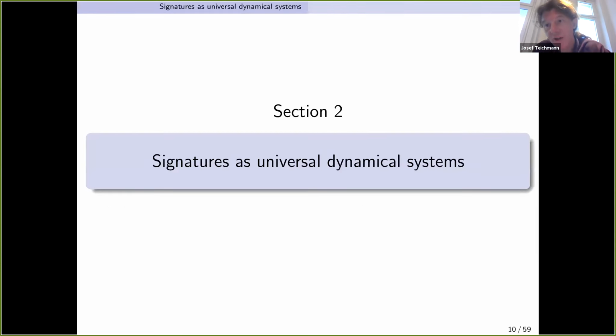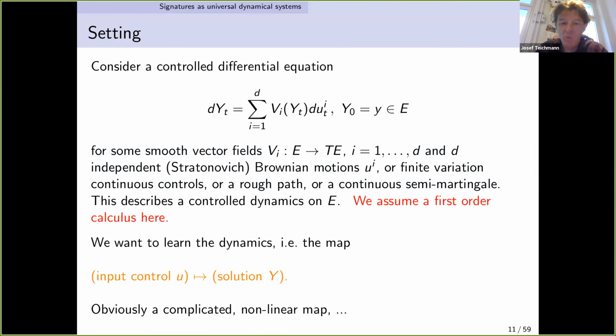Good. Signatures. So how come signatures come into play? Why are they universal in the previously described sense?